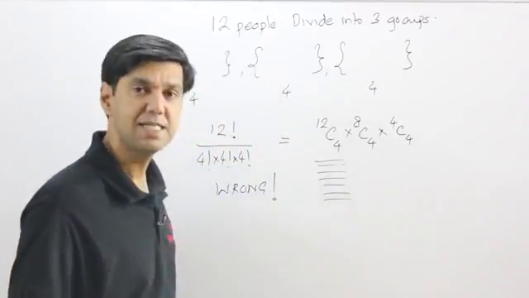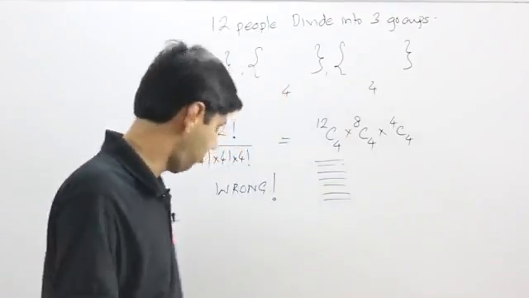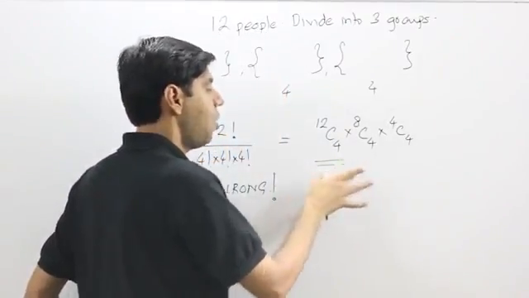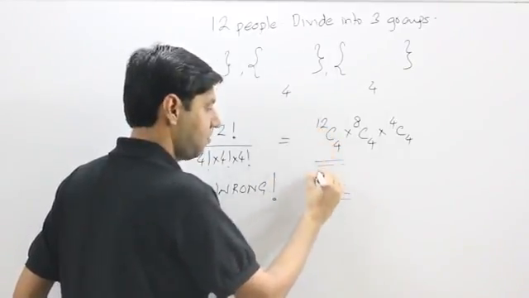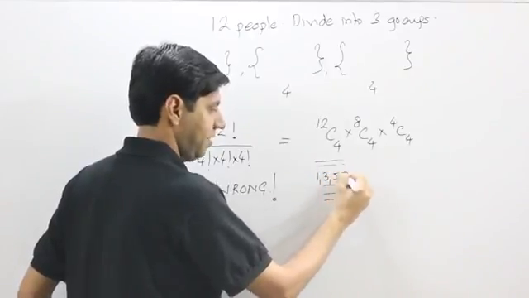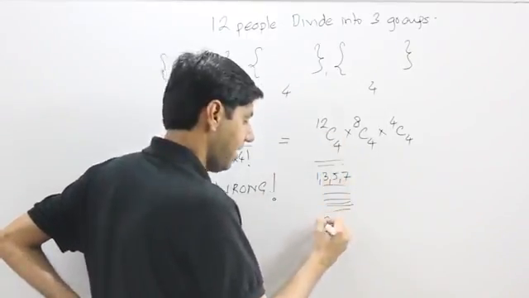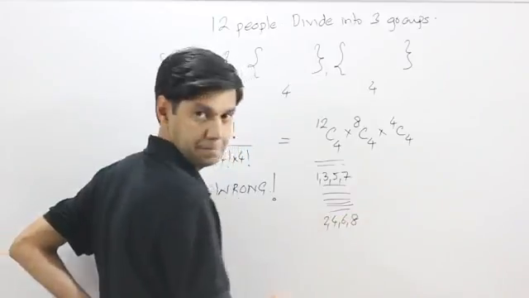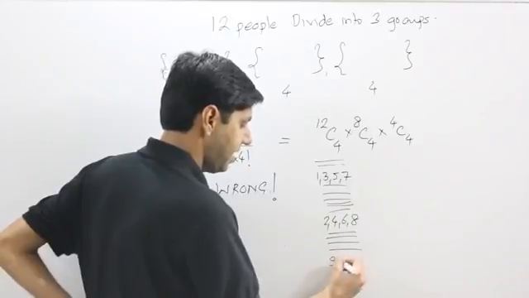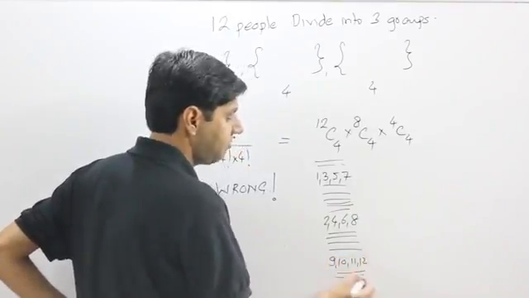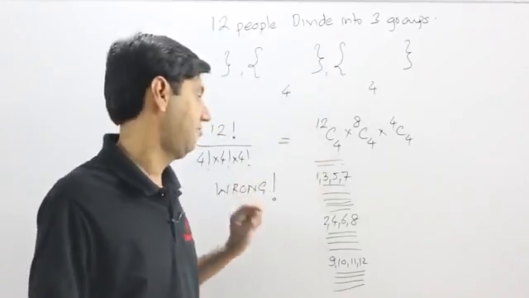Let's identify the 12 people. Let's number them as 1, 2, 3, 4, 5, 6, 7, 8, 9, 10, 11, 12. And let's identify a few ways. One of the ways that I'm highlighting here is the group formed of 1, 3, 5, 7. The group of 4 people could also be formed in a different way. Let's say 2, 4, 6, 8. And I'm highlighting another way, that is 9, 10, 11, 12. Each of these is a possible way of forming the group.